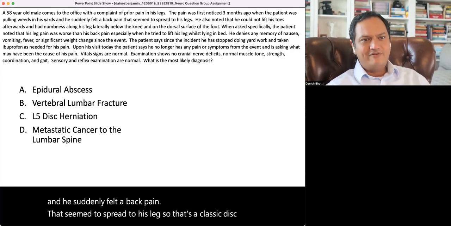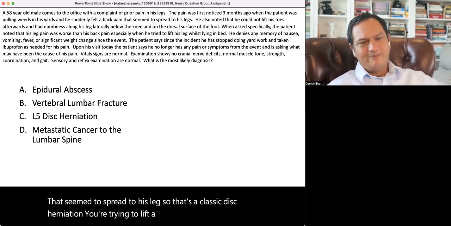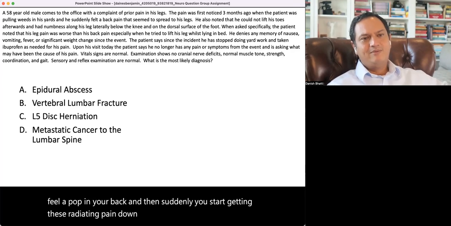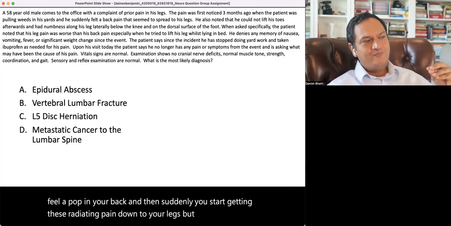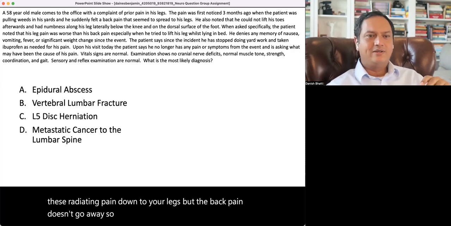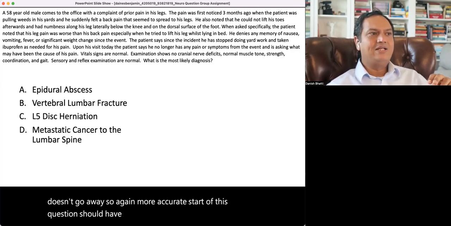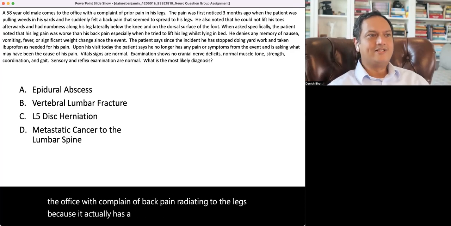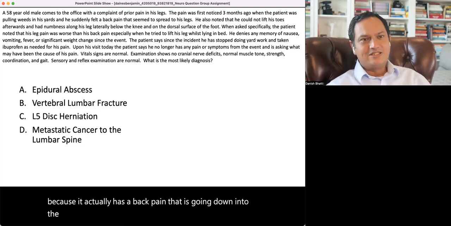You're trying to lift a heavy weight. You suddenly feel a pop in your back, and then suddenly you start getting this radiating pain down to your legs, but the back pain doesn't go away. So again, a more accurate start of this question should have been a 58-year-old male that comes to the office with a complaint of back pain radiating to the legs, because it actually is a back pain that is going down into the legs. But let's see, maybe the back pain has now resolved.